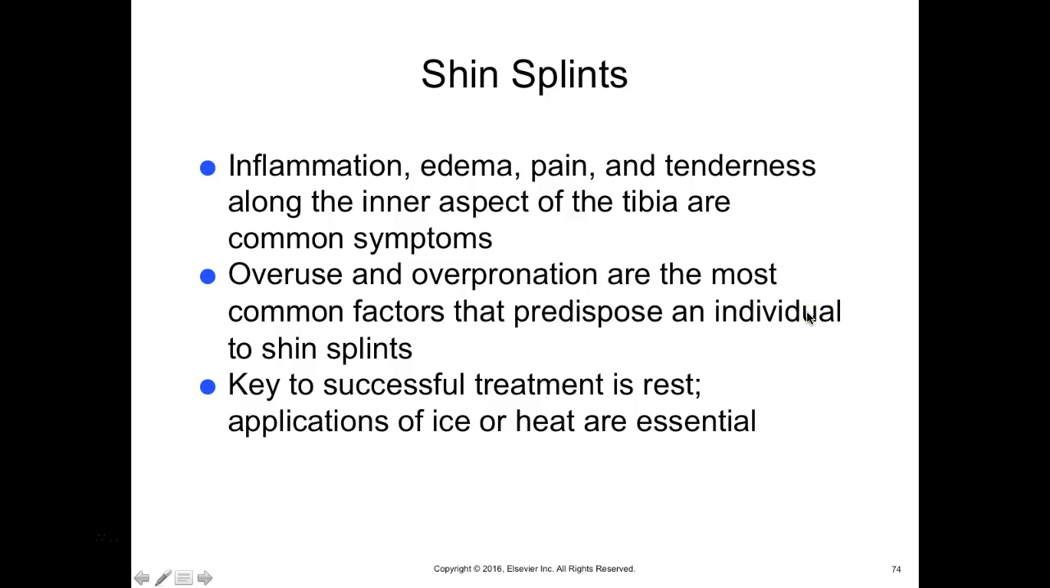Shin splints. So inflammation, edema, pain, and tenderness along the inner aspect of the tibia are common symptoms. So between the tibia and the fibula is some connective tissue. And so shin splints can be from overuse and overpronation. Those are the most common factors. Runners, people that do a lot of jumping, they may also be more predisposed to develop shin splints.